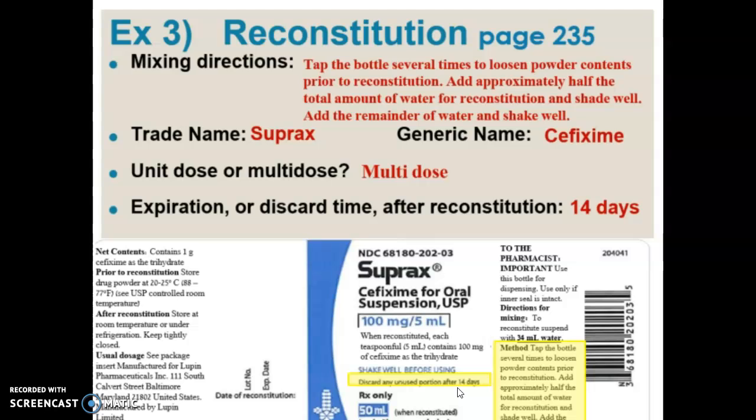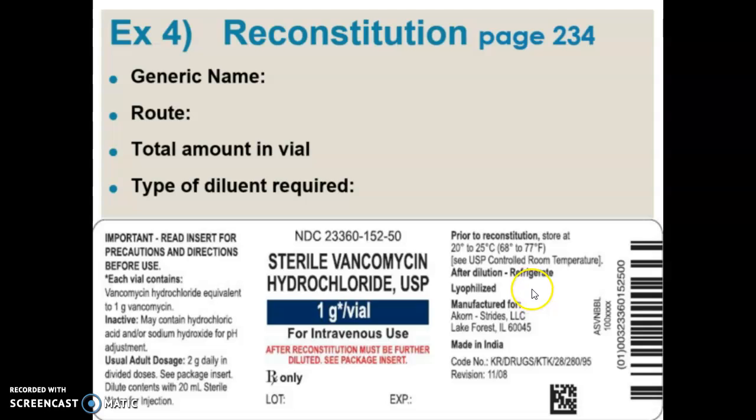Alright, let's look at example 4. The new one. What is the generic name? It doesn't even have anything about a trade name, right? So, vancomycin hydrochloride is the generic name. What is the route? Oh, this is not an oral suspension. This is an IV for intravenous use. So the route is IV.